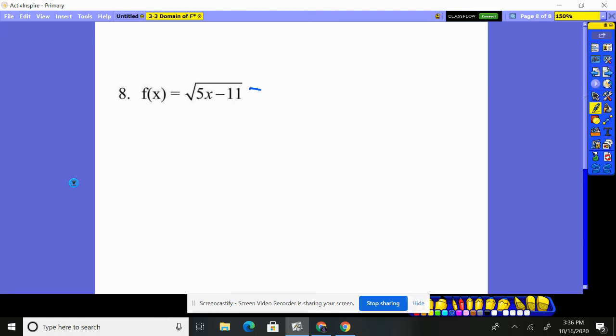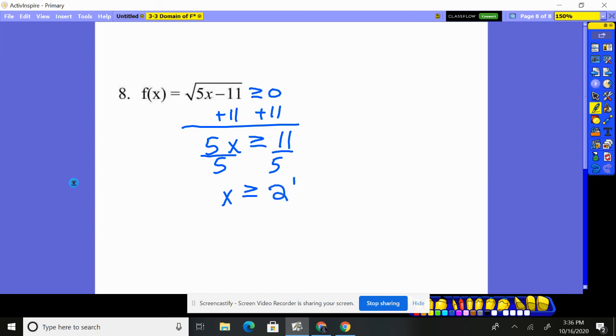Well, it's got to stay bigger than or equal to zero. The answer won't be beautiful, but that's okay. Not everybody can be a beautiful queen. And so now divide by five. X has got to stay bigger than or equal to 2 1/5. So it's all real numbers such that X is greater than or equal to 2 1/5, or 2.2 is fine. There you have it.